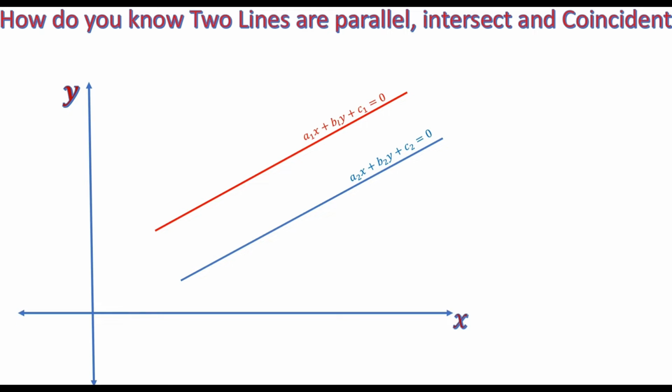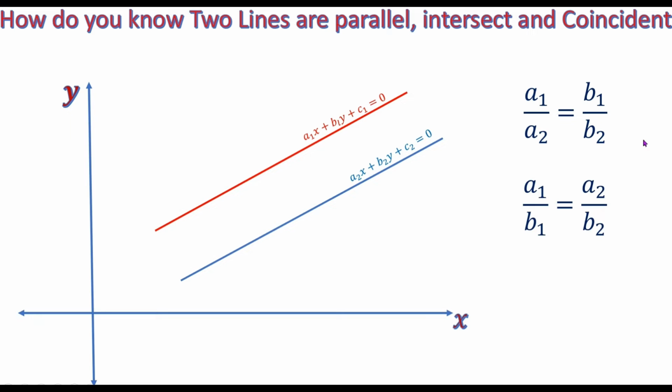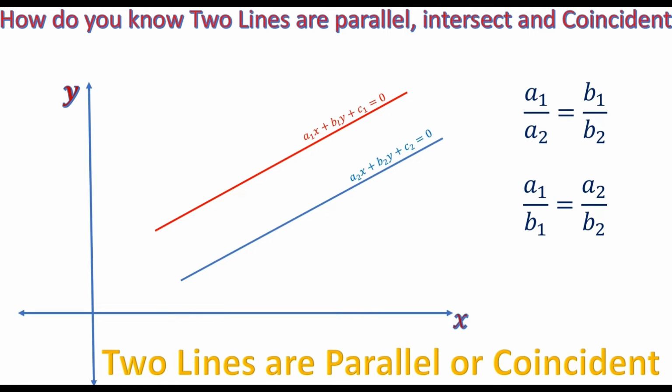So, what is the meaning of x and y ratios? It is a1/a2 = b1/b2. For the two lines, if a1/a2 = b1/b2, then the two lines are parallel or coincident. We can also write it by moving b2 to one side and a2 to the other side, like a1/b1 = a2/b2. You can write it either way, but remember the format a1/a2 = b1/b2. If this is satisfied, these two lines are coincident or parallel.